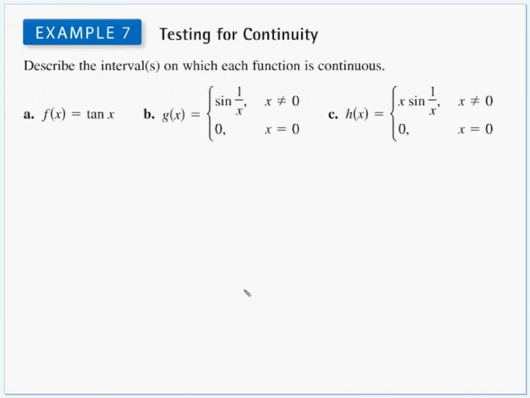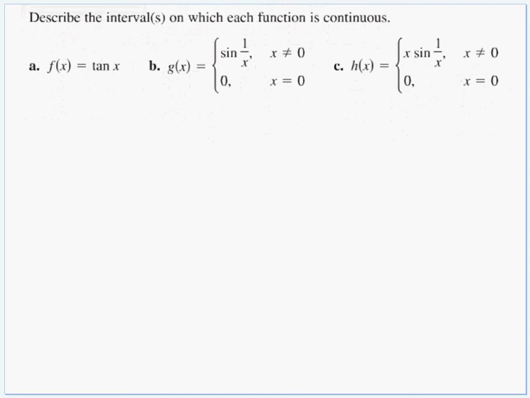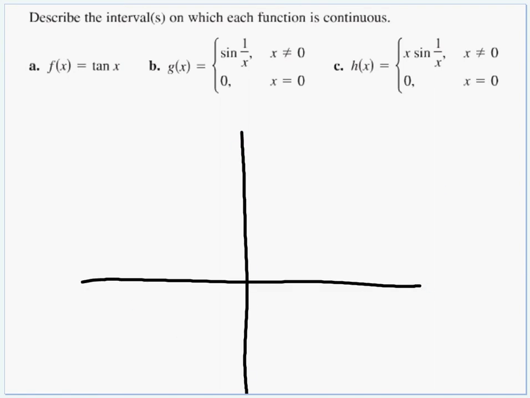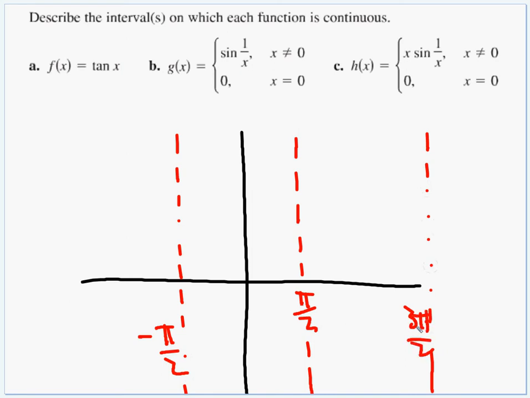Now some of this might get a little confusing here in example 7. Part A is not bad. It says describe the intervals on which each of these is continuous. So tan of x, do we remember how to graph tan of x back from pre-calc? Here's our xy axes. We will have our first vertical asymptote at pi over 2, and our next vertical asymptote at negative pi over 2, and then at 3 pi over 2. Remember, there's a 1 pi gap between two asymptotes. So this gap is 1 pi, and this gap is also 1 pi. So we're going to have asymptotes every 1 pi: positive pi over 2, 3 pi over 2, 5 pi over 2, 7 pi over 2, on to infinity, and also off to the left.